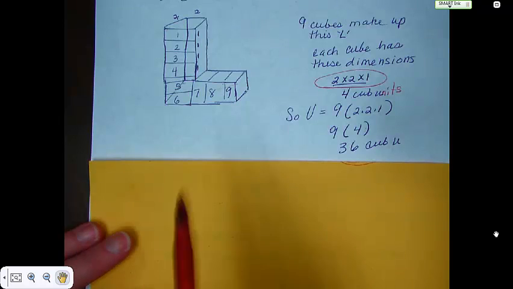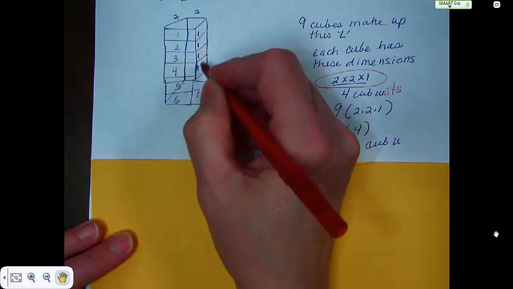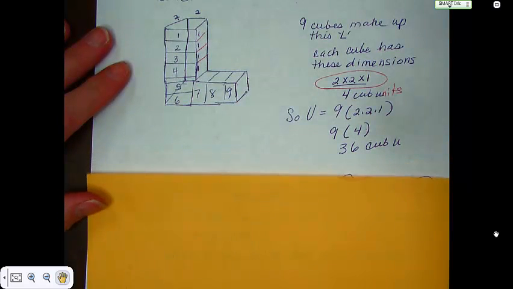So in this case, we just took and broke it up into individual units, found the volume of each of the small units, and then multiplied it by the total number of units. So that wasn't too bad.